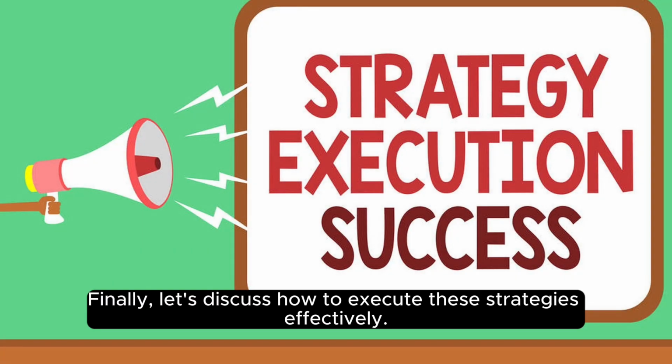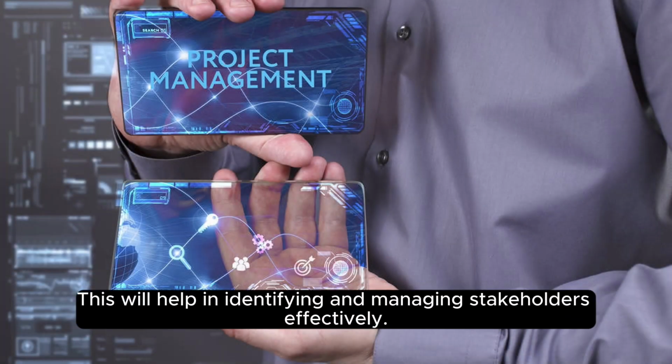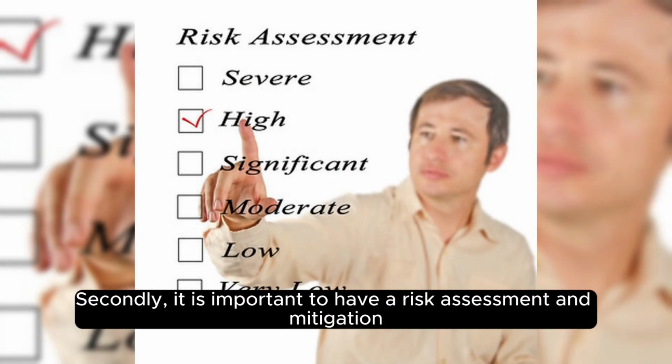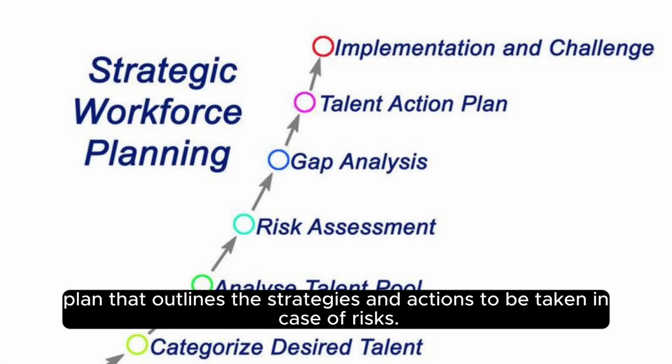Finally, let's discuss how to execute these strategies effectively. Firstly, it is important to have a clear understanding of the project objectives, scope, and timeline. This will help in identifying and managing stakeholders effectively. Secondly, it is important to have a risk assessment and mitigation plan that outlines the strategies and actions to be taken in case of risks.